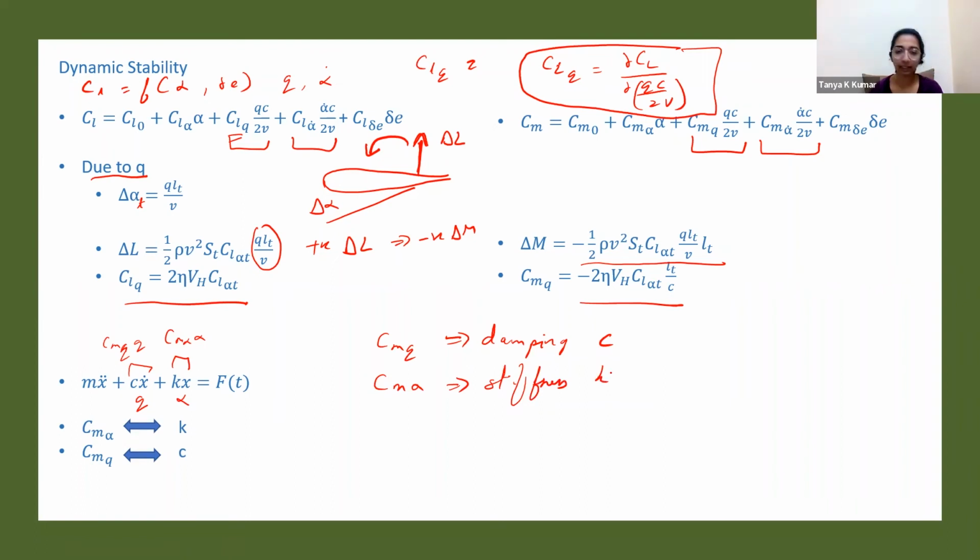Stiffness K. Okay, so that is how it compares to a traditional 2 degree of freedom spring mass damper system. CM alpha is the stiffness and CMQ is the damping. The state variables: x is similar to alpha, x dot is similar to pitch rate q.